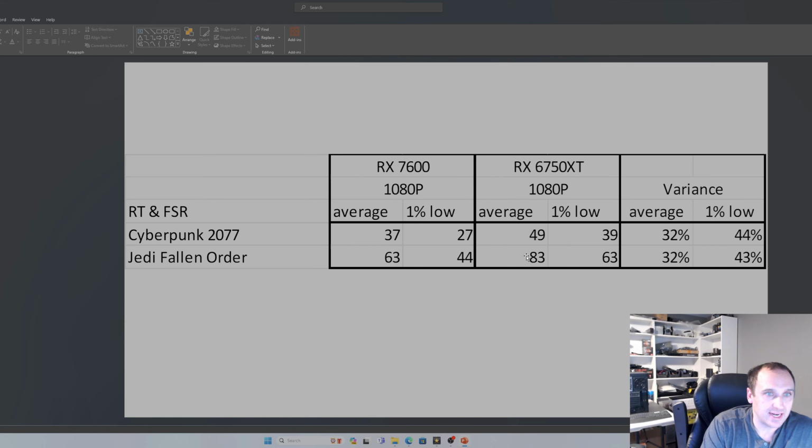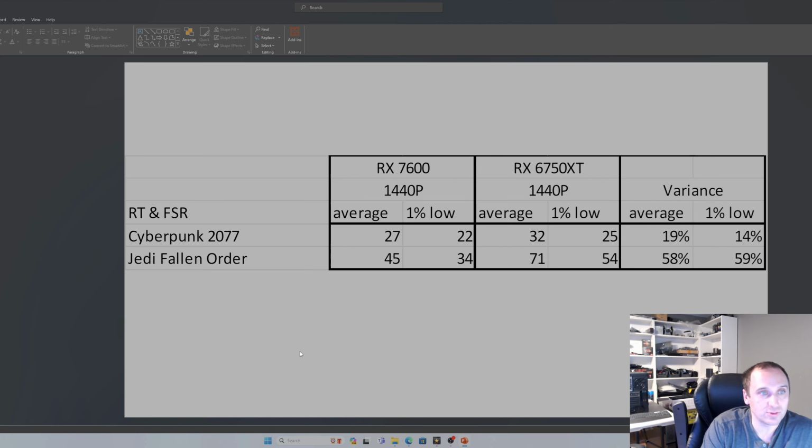At 1080p, the 6750 XT just trounces the 7600 when it comes to ray tracing, and the same goes for 1440p. Considerably better performance. Cyberpunk 2077 has 19%, 14%, so it's struggling here, but when you look at Jedi Fallen Order, it's leaps and bounds above the 7600. We have 71 and 54 FPS for an increase of 58% and 59% over the 7600.